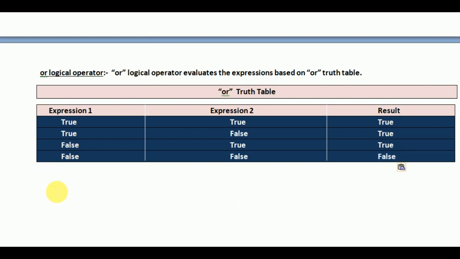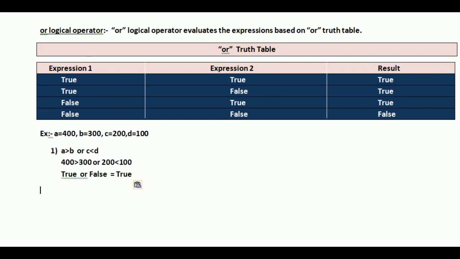Now let's take an example. So here is the example. A equals 400, b equals 300, c equals 200, and d equals 100. In this condition, a is greater than b or c is less than d. If we check the values, 400 is greater than 300, which is true, and 200 is less than 100, which is false. So true or false will produce the true value.